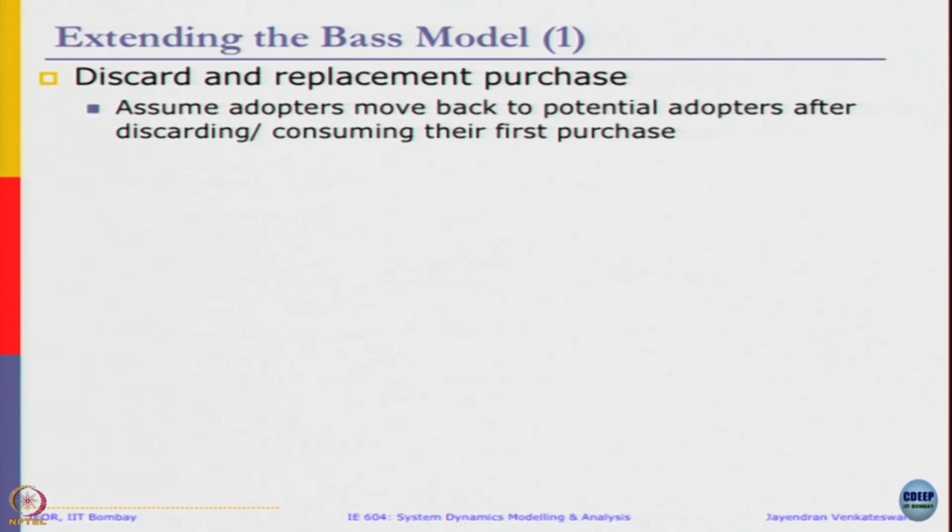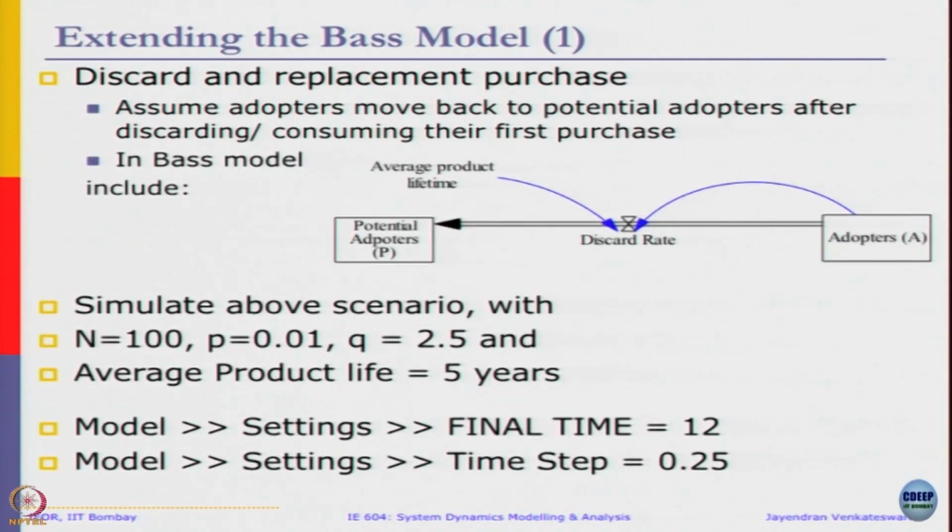So this BAS model can be extended, similar to other diffusion models. One extension is to include discard and replacement purchase. Assume adopters move back to potential adopters after discarding or consuming their first purchase. They buy it and then they abandon it. We can include it by adding an additional rate from adopters to potential adopters, shown as a discard rate. In this case, the equation for discard rate will be adopters divided by product lifetime. You can simulate this scenario.